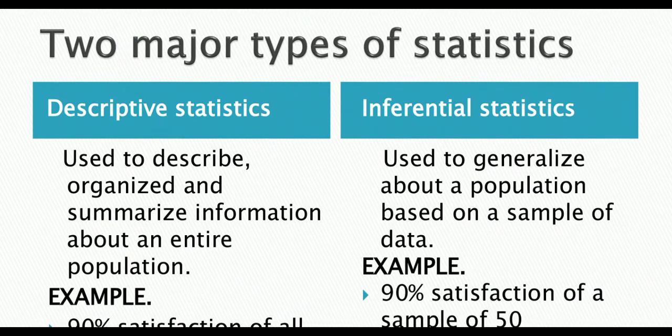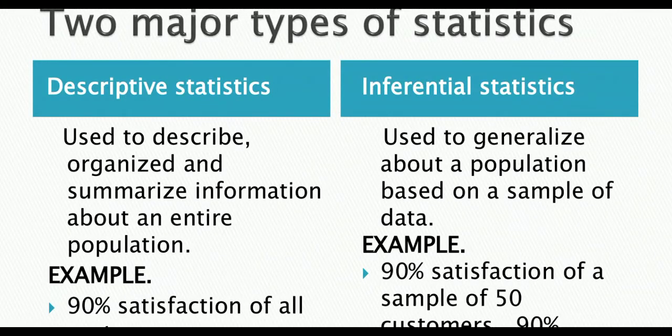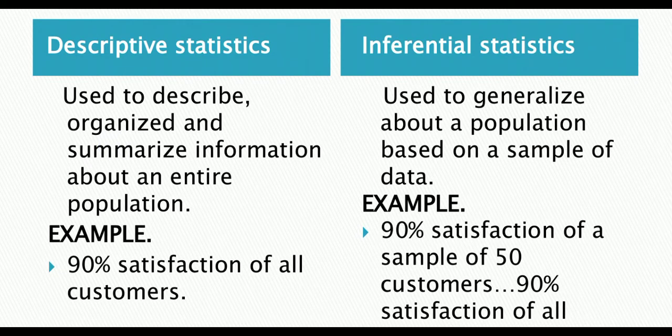Next, there are two major types of statistics: descriptive statistics and inferential statistics. First of all, I would like to tell you what descriptive statistics is. Descriptive statistics is used to describe, organize, and summarize information about an entire population. For example, I have sold my cloth at a reasonable price, and there is 90% satisfaction of all customers.